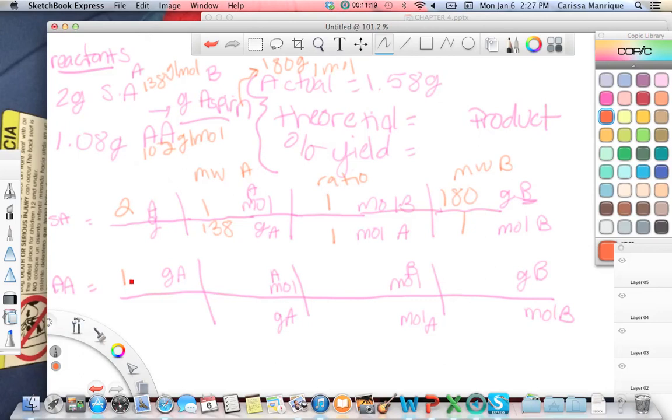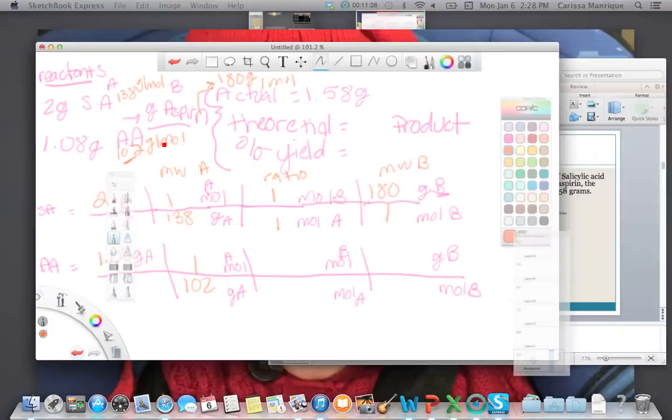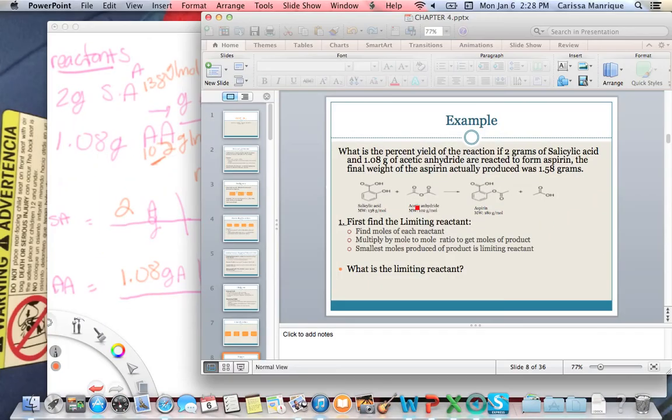Now, before we do that, let's go ahead and fill the numbers in here. This would be 1.08 grams of acetic anhydride. Here's our molecular weight of acetic anhydride, which we said right here was 102. So 102 per 1 mole. Let's look at our mole-to-mole ratio. So we're looking at acetic anhydride to aspirin. Acetic anhydride is a 1. Our aspirin, there's 1 of those, so that would be 1 to 1. Just getting it from the formula here.